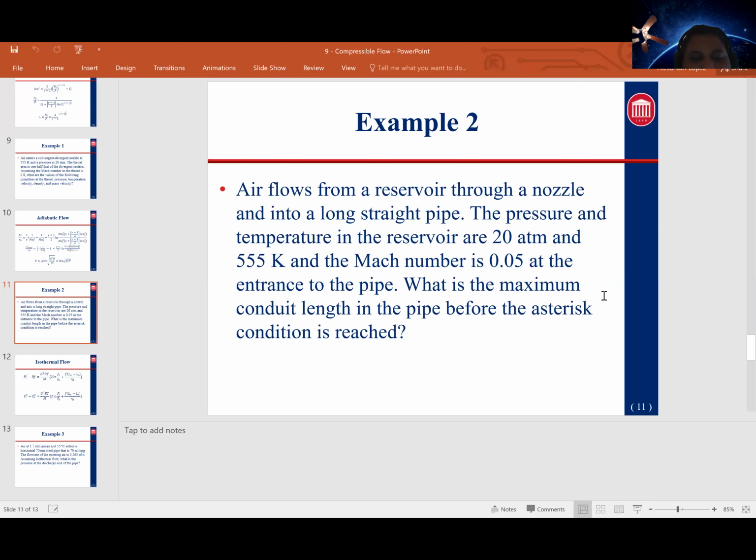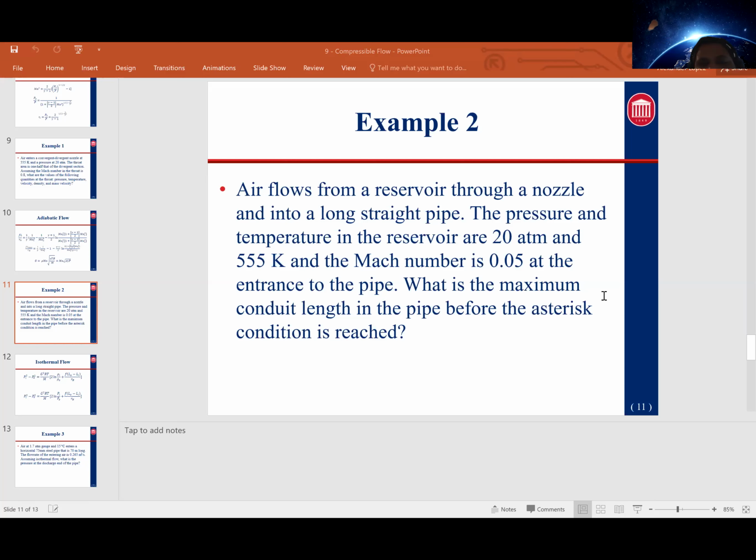All right, so let's take a look at what's provided. So we know for this example, the pressure inlet is 20 atmospheres. The temperature initially is 555 Kelvin.